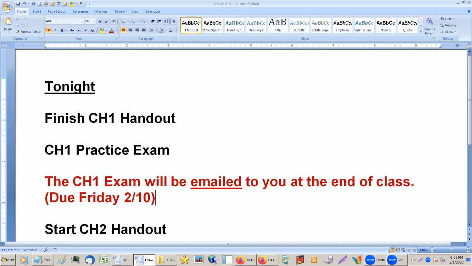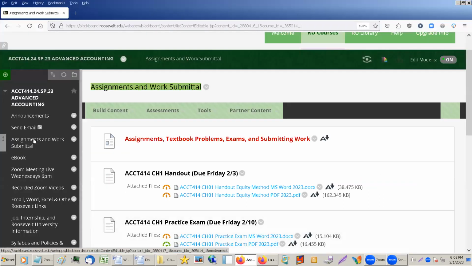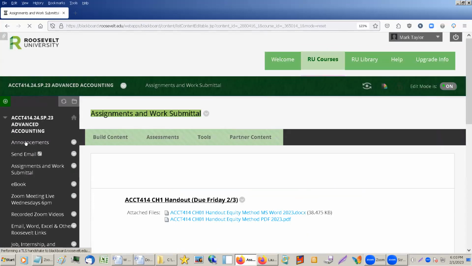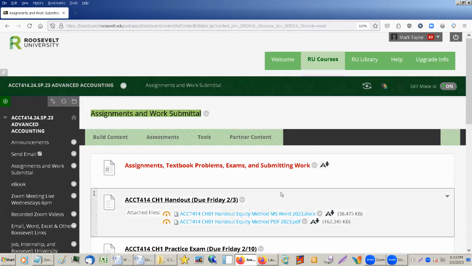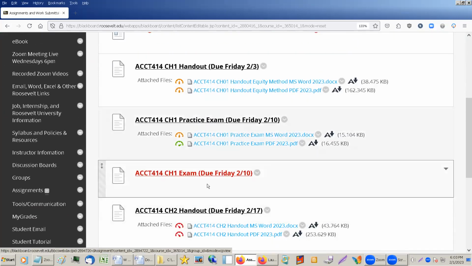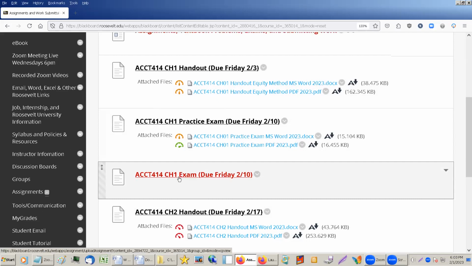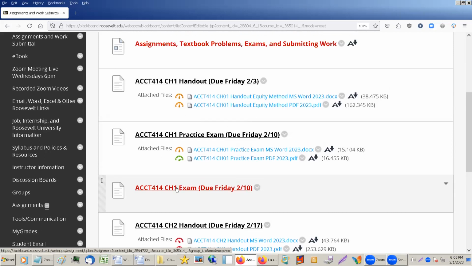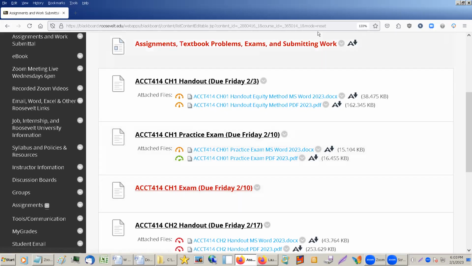Now, when you submit it, you're going to submit it into Blackboard. And you'll notice that the file isn't available. It's only going to be emailed, and the reason is because there are different forms of it. So when you complete the exam, you go into Blackboard and submit it. Question on that? All good from my end. Okay.